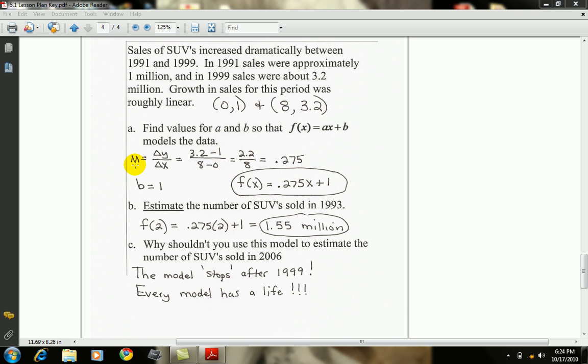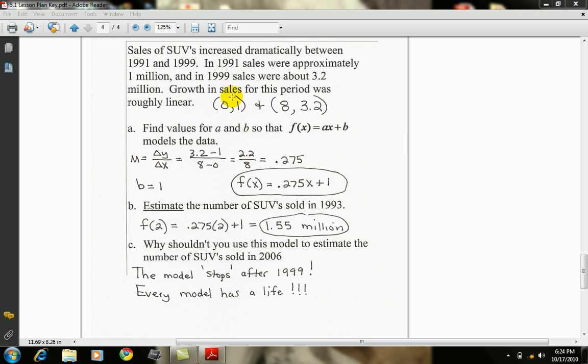So remember how you find m. Change in y, which is what that triangle means, over the change in x. So I subtract the y values on the top, I subtract the x values on the bottom. 3.2 minus 1 becomes 2.2. 8 minus 0 becomes 8. 2.2 divided by 8 is 0.275. So I know that a, which is the same as m, is 0.275.